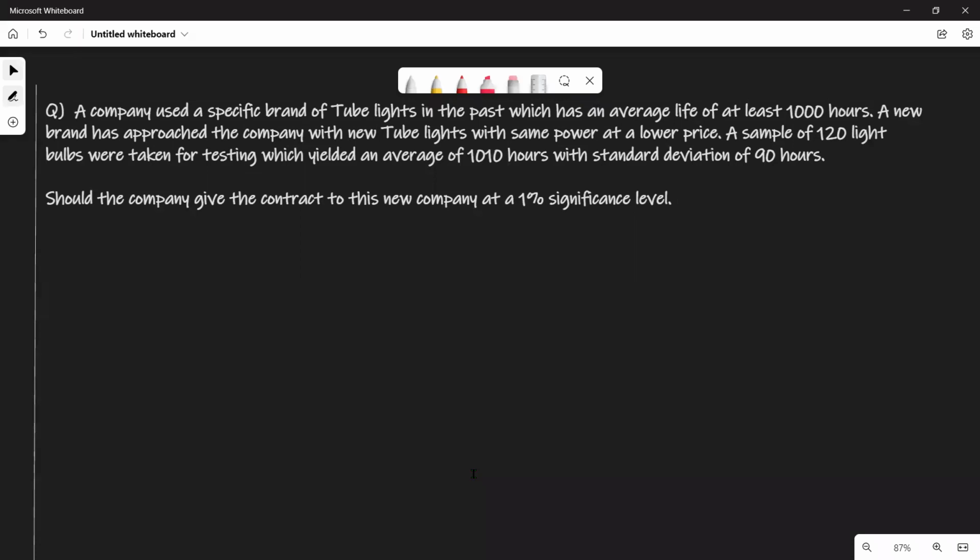So in that case, H0 becomes greater than or equal to 1,000, and H1 then becomes less than 1,000. Less than 1,000. Okay.